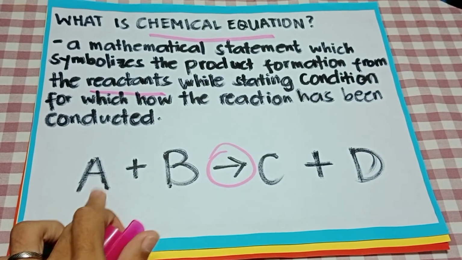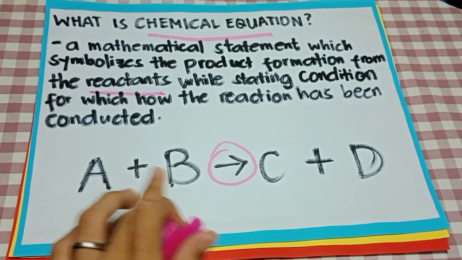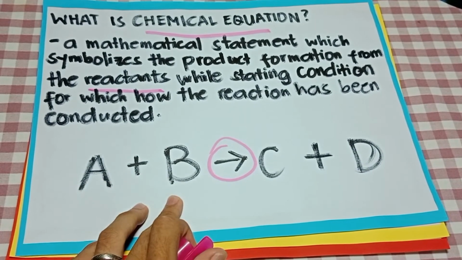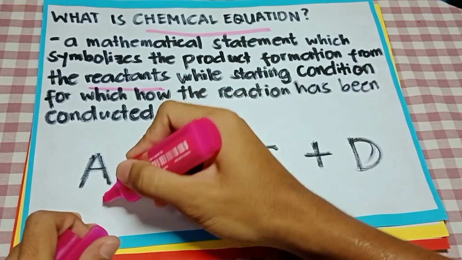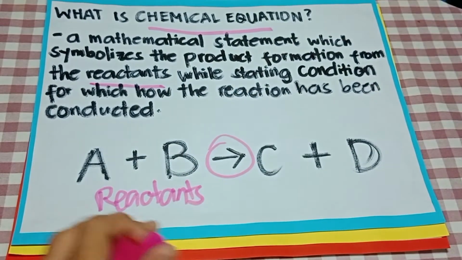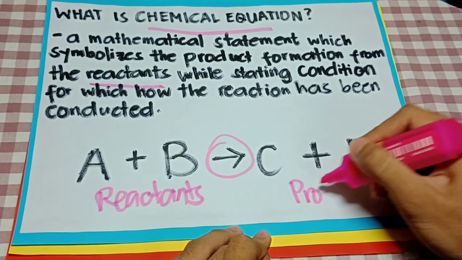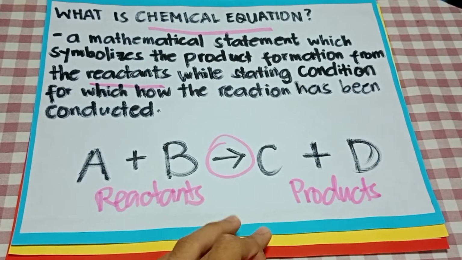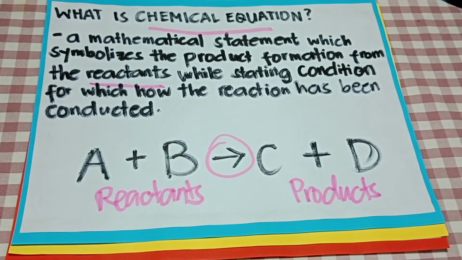A plus B are the reactants, or the ingredients needed in a reaction. While here, these are the products. Products are the substances formed after the chemical reaction. However, in actual chemical equations, reactants and products are denoted by their chemical formulas.